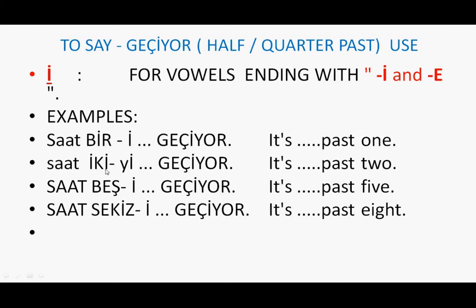Saat ikiyi, look, there is E, letter E in Turkish. So that's why we put here Y. So this is, guys, a connecting word. İkiyi blah blah geçiyor. Okay.